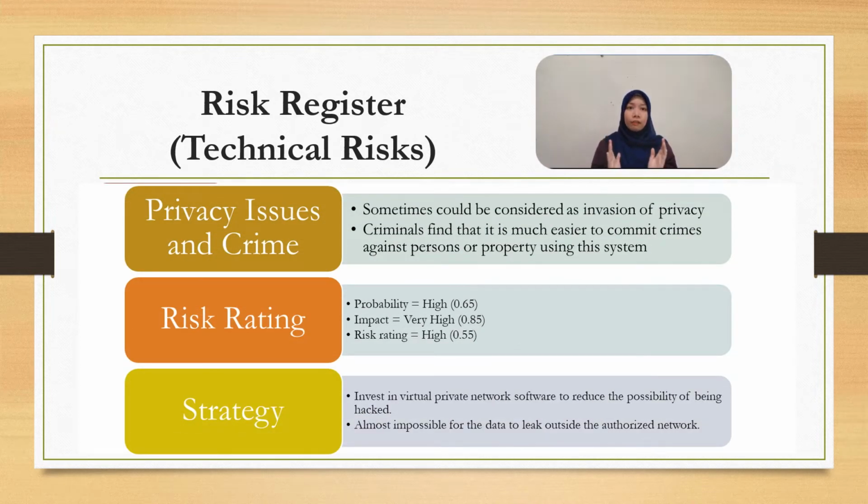The last technical risk is privacy issues and crime. This is actually very normal in a tracking system because sometimes it could be considered an invasion of privacy. Because this is software, some people might find it much easier to hack into the system to commit heavy crimes such as murder and robbery. The risk probability is high and the impact is also very high, hence the risk rating is high.